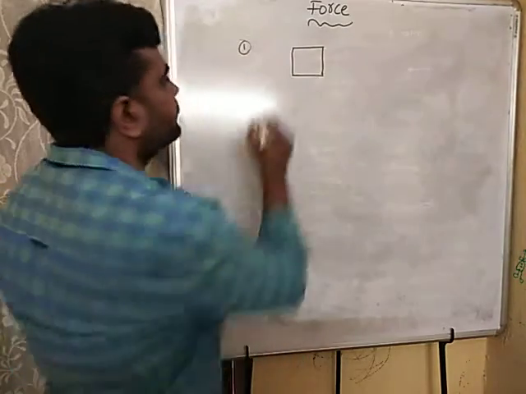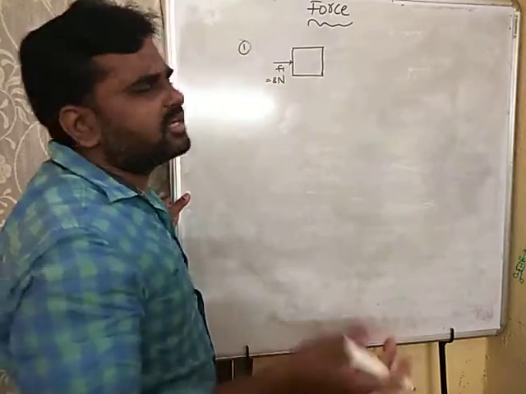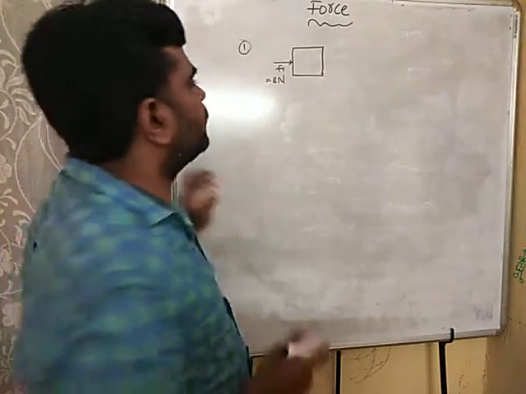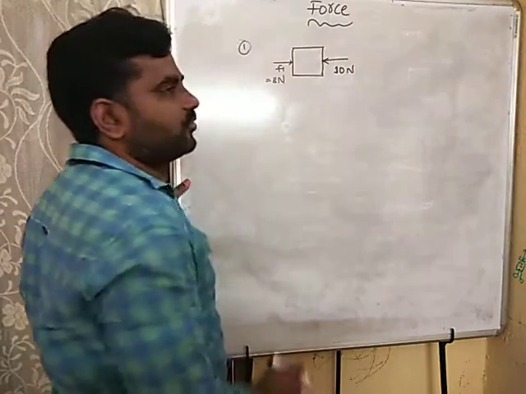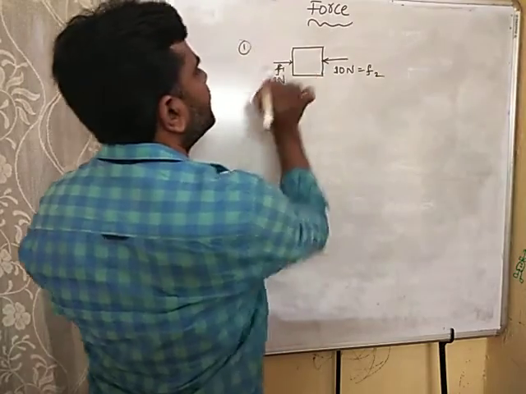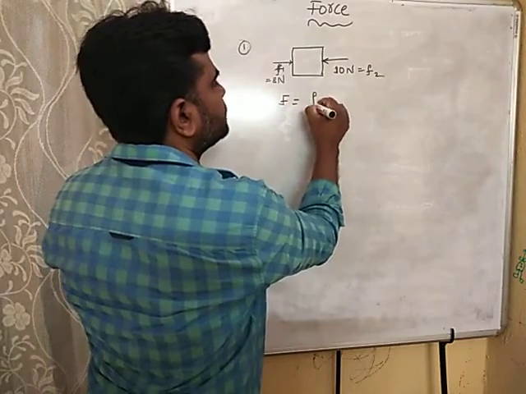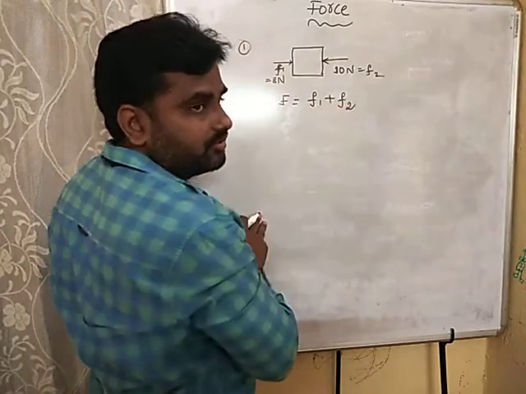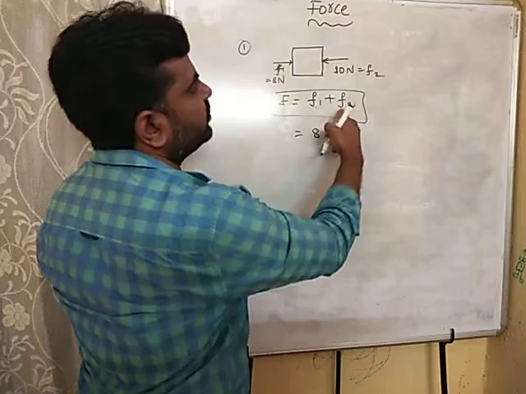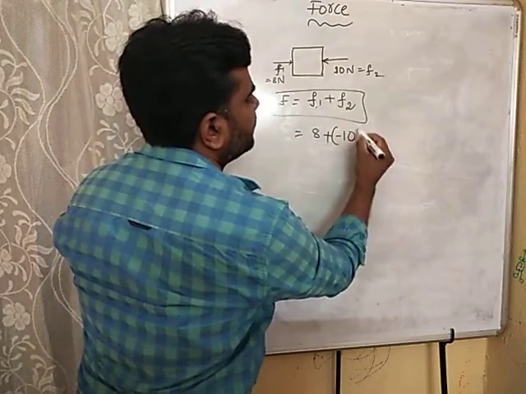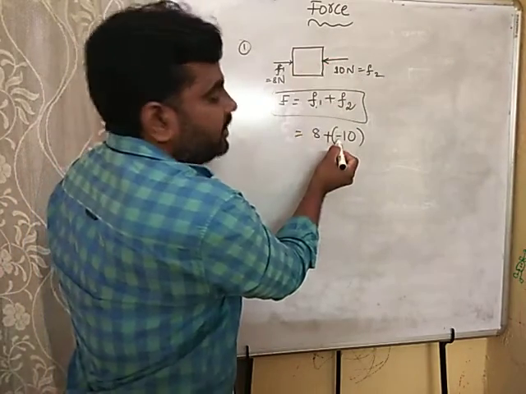There is a body and there is a force F1 which is 8 newtons. That means somebody is pushing this body with 8 newtons of force. The other one is pushing with 10 newtons of force. Assume that this is F2. So what is the net force acting on this body? Net force F equals F1 plus F2 according to our formula, isn't it? F1 is 8 newtons plus F2 equals 10 newtons, but with a minus sign. Why minus sign? Yes, it is an opposing force, that's why we are keeping minus.